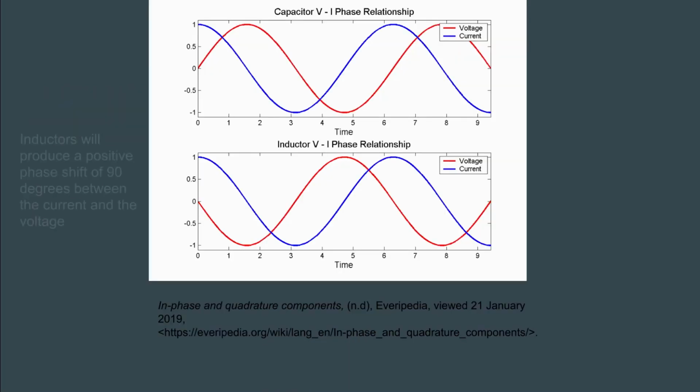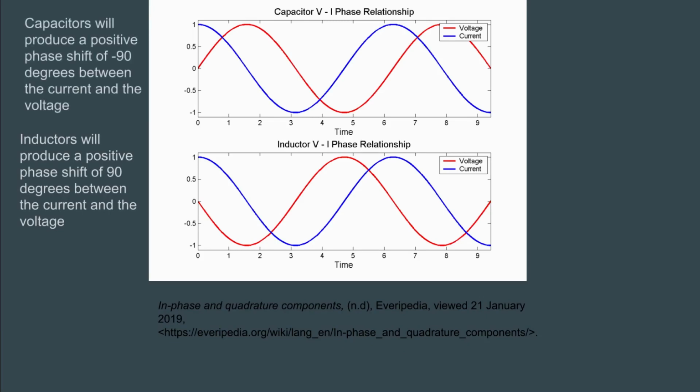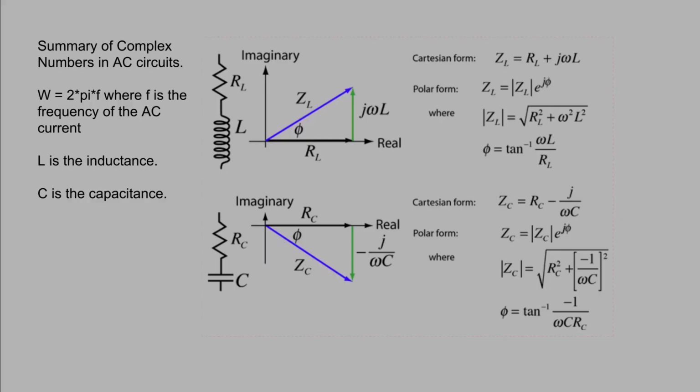When inductors are introduced into the circuit, a positive phase shift of 90 degrees is created, where voltage leads the current. However, capacitors introduce a negative phase shift of negative 90 degrees, where the current leads the voltage. This means the resulting impedance of an AC circuit with capacitors and inductors can be represented on an Argand diagram, which means calculations can be greatly simplified using complex numbers.